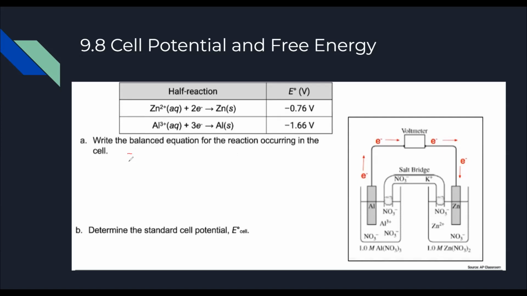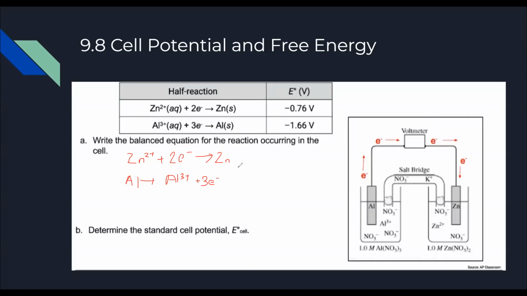So you have Zn2+ plus 2 e- makes Zn. And you also have to flip it as Al. Oh wait, my bad. Al creates Al3+ plus 3 e-.